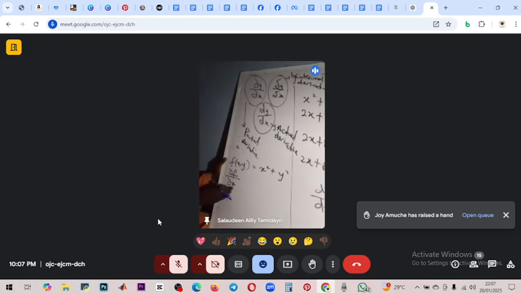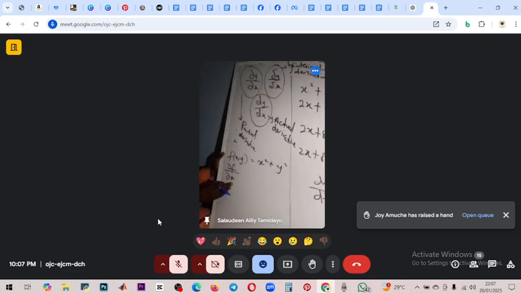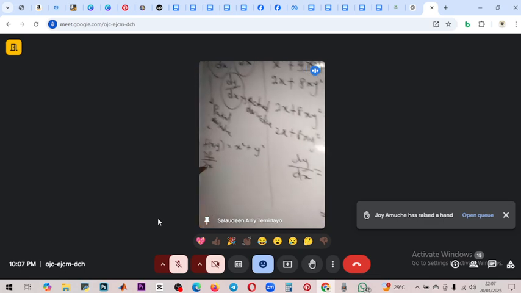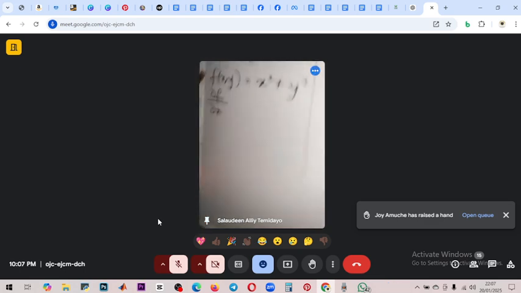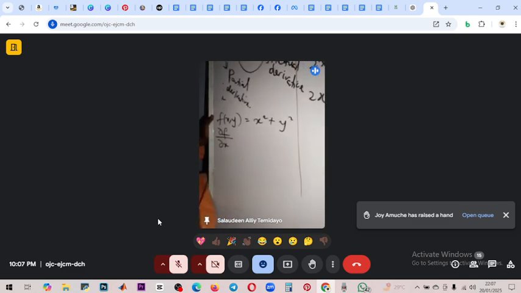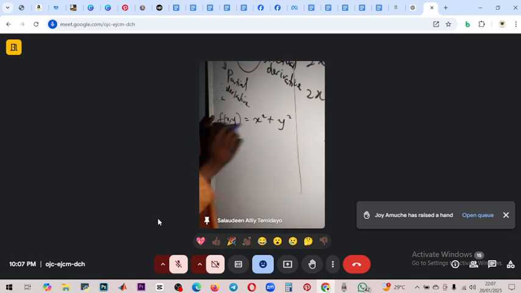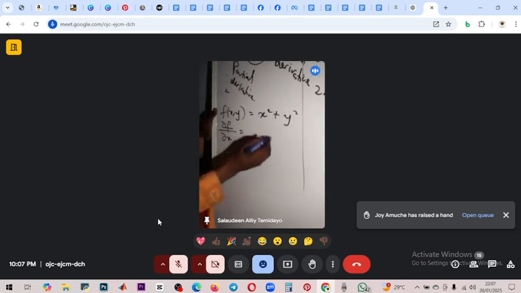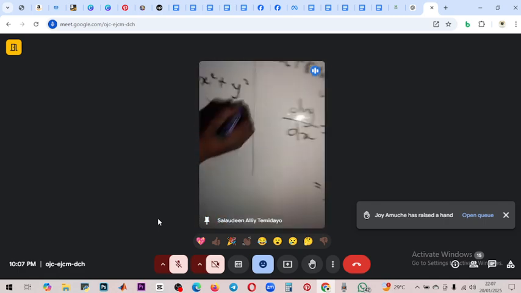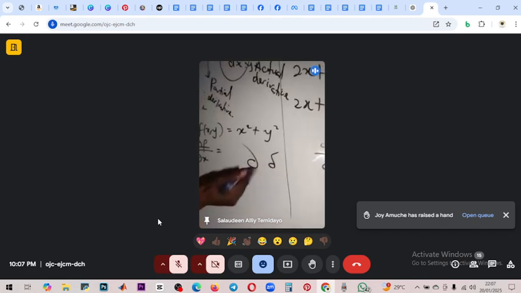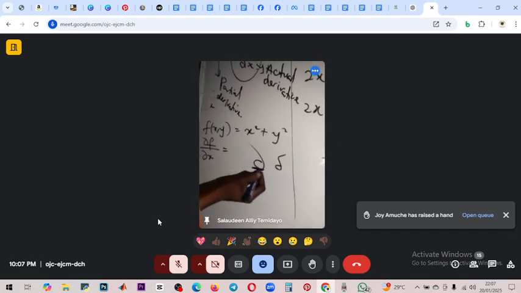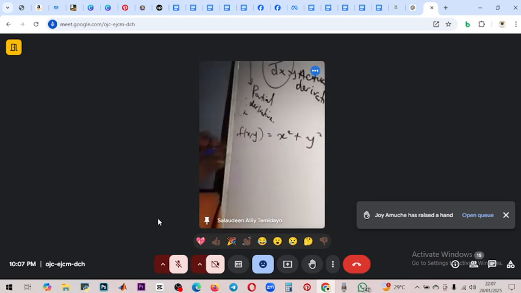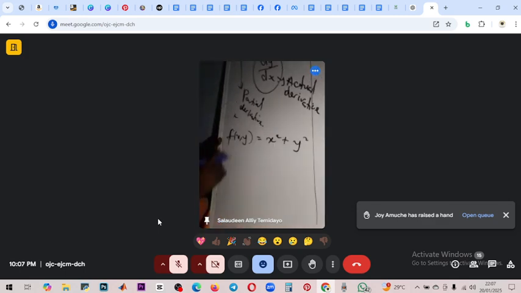The ∂f/∂x here is the partial derivative of f with respect to x. That means I'm going to treat y as a constant in this case. Okay. This thing is very important. Look at it very well. This ∂ that I wrote is different from this d. This is delta, small letter delta. This is partial derivative. This is the d.